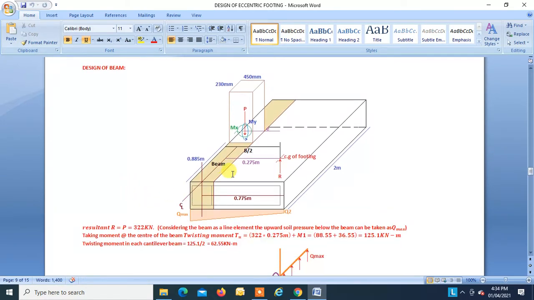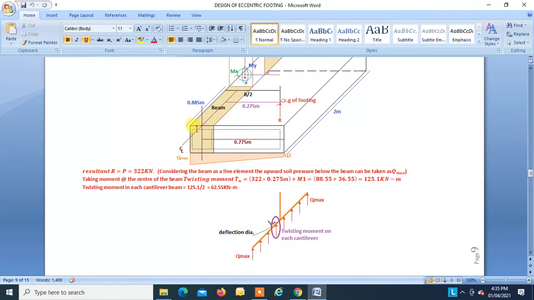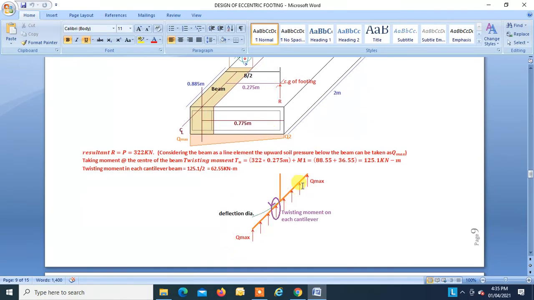Okay, so now we'll do the design of this beam. This R has to be equal to this P. So resultant R is equal to P is equal to 322 kilonewton, considering the beam as a line element. Okay, now we are considering this beam as a line element.